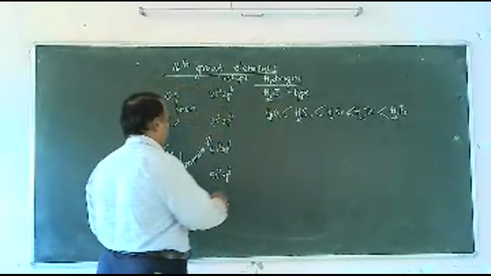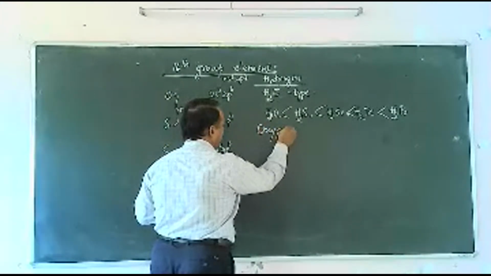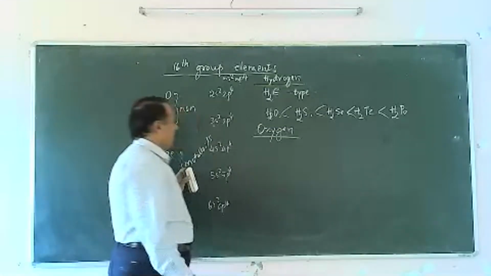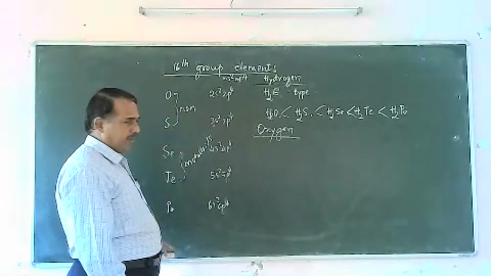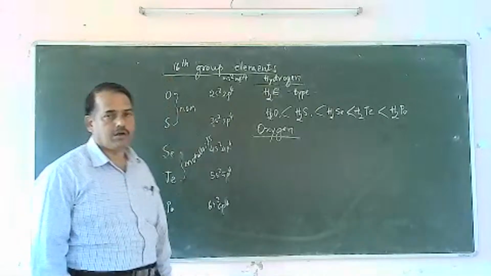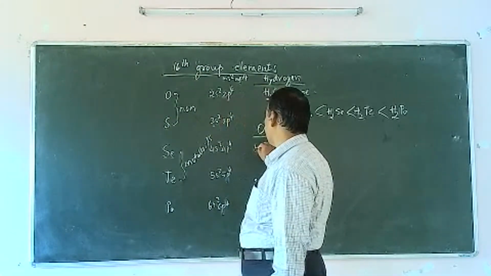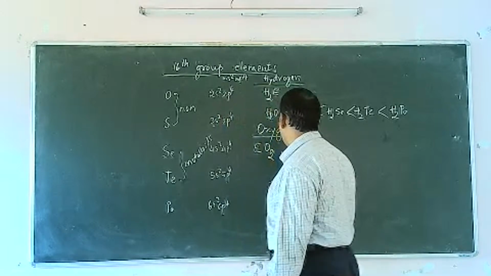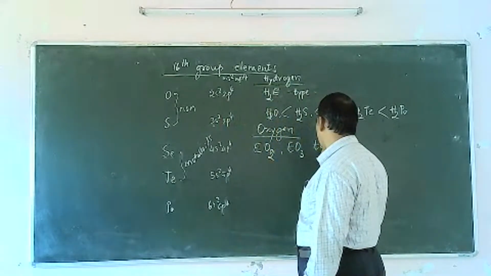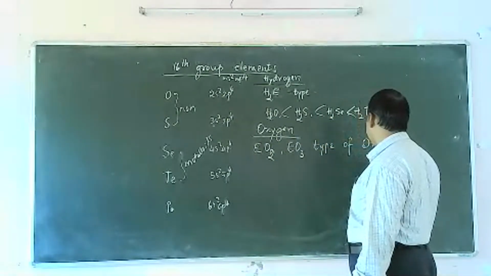Now we shall study reaction with oxygen. All these group 16 elements react with oxygen and form EO2 as well as EO3 type oxides.